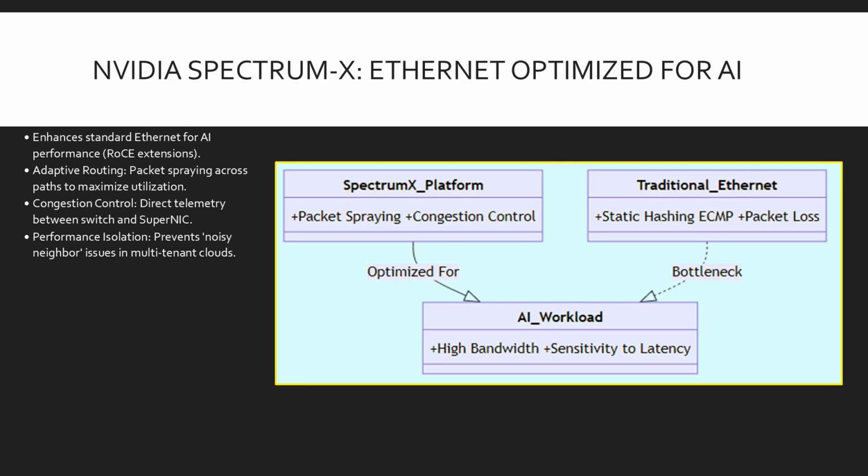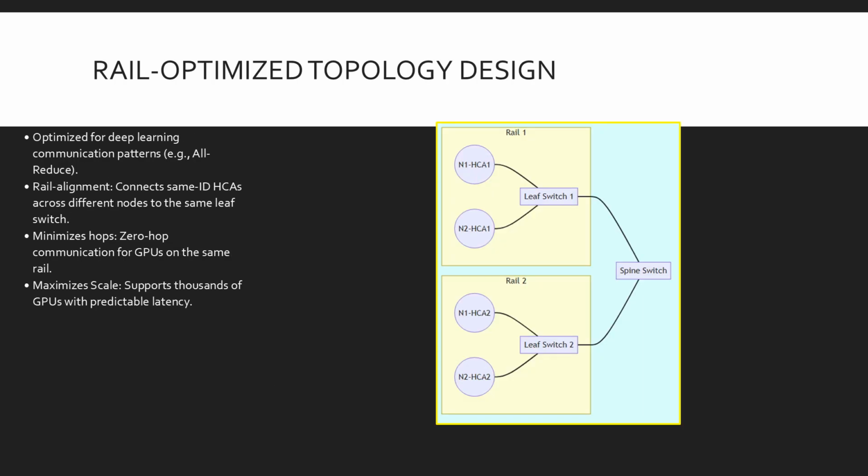This visually confirms why specialized Ethernet is necessary for modern AI. Now let's look at the physical topology. For large clusters like the DGX SuperPOD, we use a rail-optimized design. Deep learning training requires massive synchronization between GPUs. In this design, we don't just plug cables randomly.